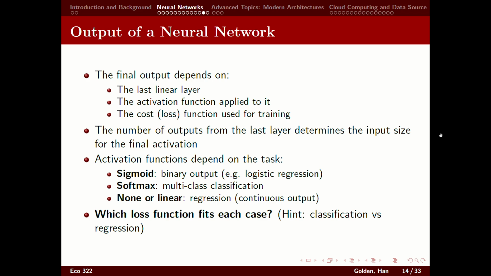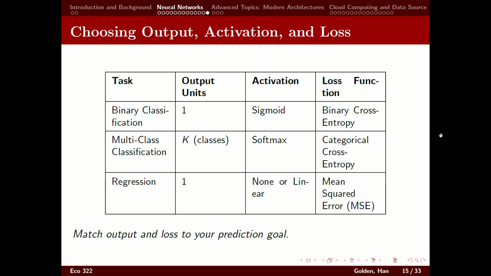The activation function depends on the task. Sigmoid is for binary classification. Softmax is for multi-class classification. And then a linear output is for regression. So which loss function fits each case? Classification uses a binary cross-entropy loss or a categorical cross-entropy loss, where you're penalizing being wrong about the class. Regression uses mean squared error or mean absolute error, depending on your regression goal. And then you have other loss functions for other primary tasks. And that is that.